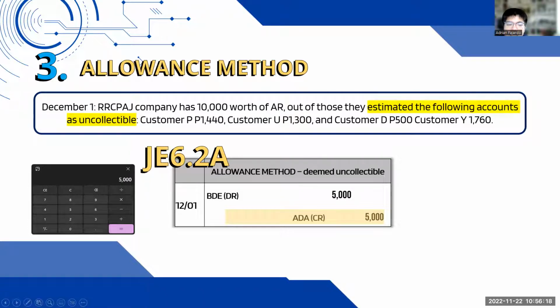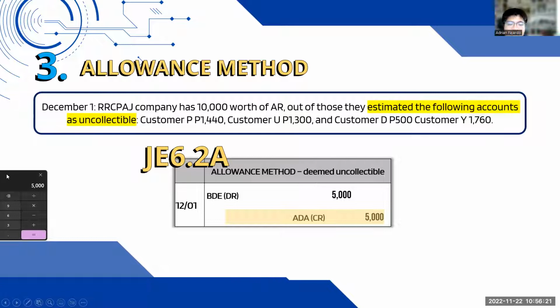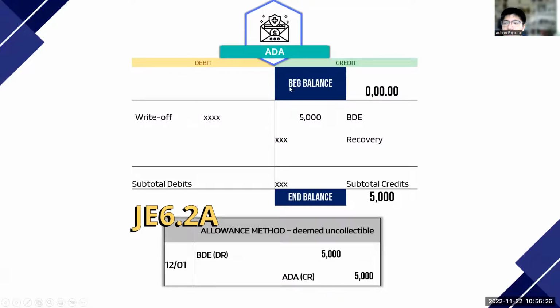So for this journal entry, it's merely an estimated loss. Estimate. In terms of the ADA T account, kindly take note that when you recognize a BDE, or when you have estimated losses, it will increase your ADA. So if our ADA has a credit balance of 0, because we recognize a bad debt expense, tumaas si ADA ng 5,000. So right now, my balance for my ADA is 5,000.